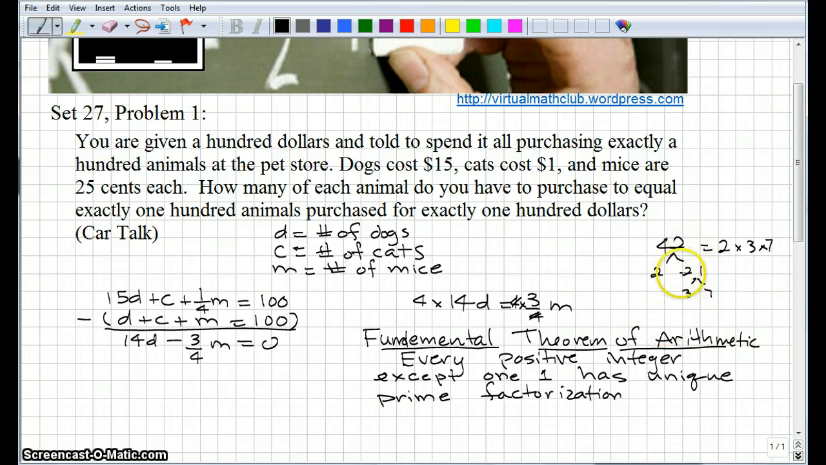So anyway, this fundamental theorem of arithmetic: every positive integer, except for the number 1, has a unique prime factorization. So how can we use this?